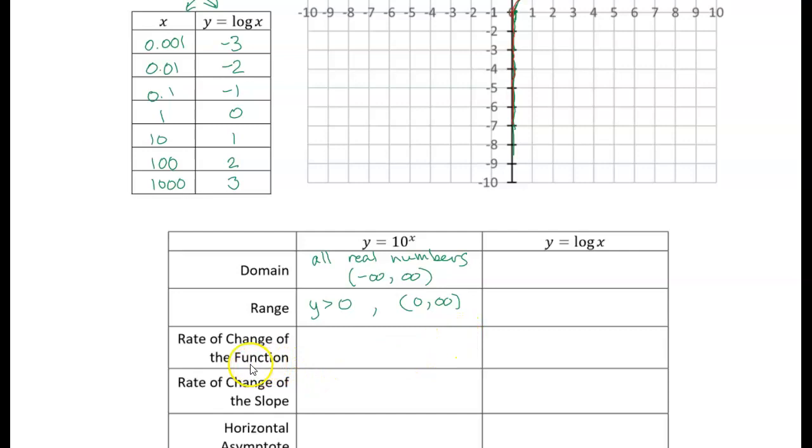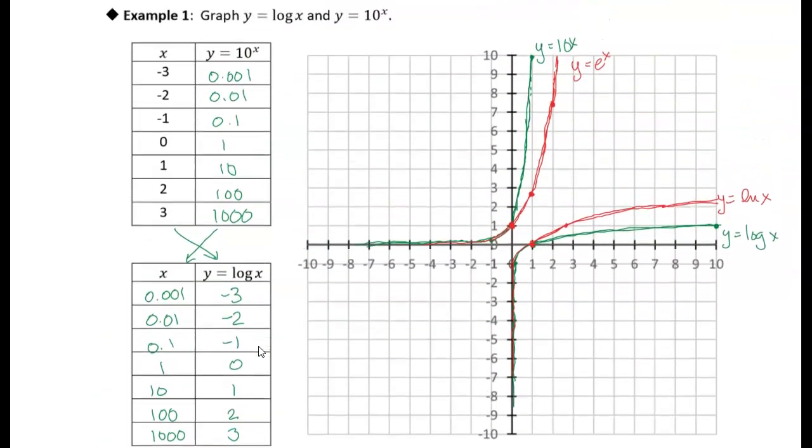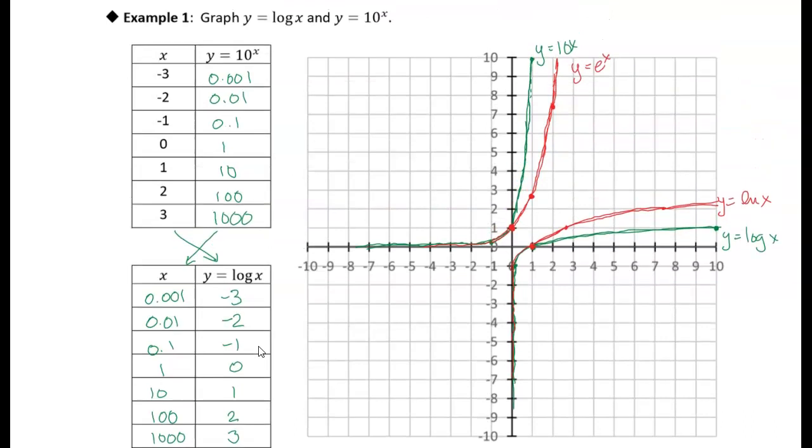How about the rate of change of the function? Now when I talk about the rate of change, I'm really talking about the slope. What does the slope of the function look like, right? Because we're looking at the change in y over the change in x. How is y changing with x? All right, well, let's just take a look at our 10 to the x function.